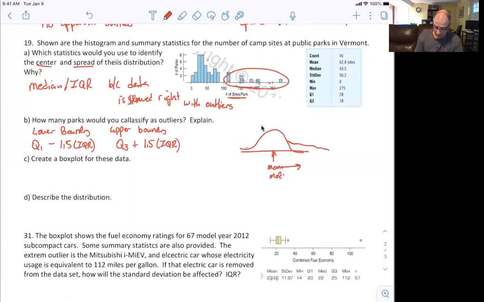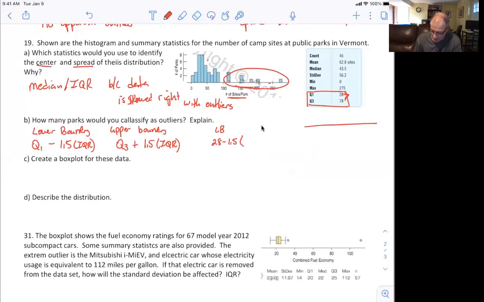Okay, so I need to grab my eraser here. I don't need this picture anymore. In this particular case, we are given the quartiles over here at 28 and 78. So my lower boundary is quartile 1, which is 28, minus 1.5 times my interquartile range, which is the difference between the quartiles. Now, if we talk about that for a second, I'm going to plot this box plot, because we're getting into box plots.